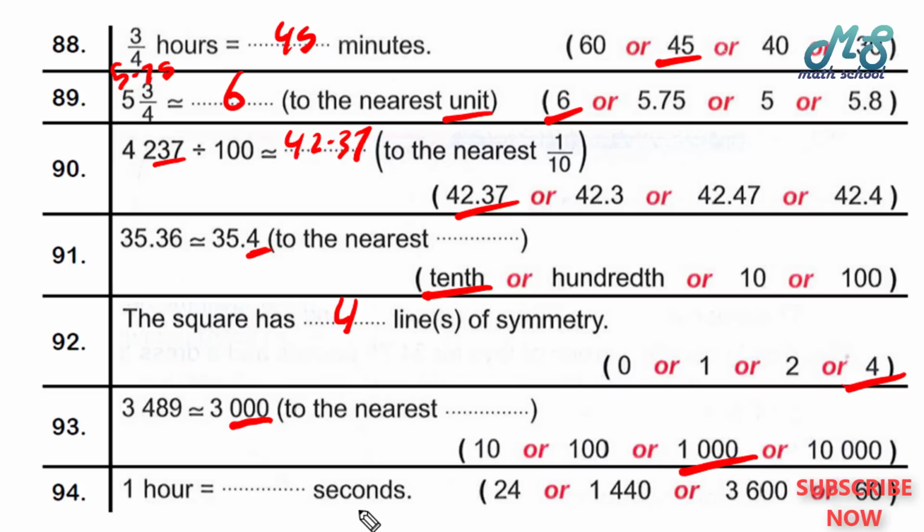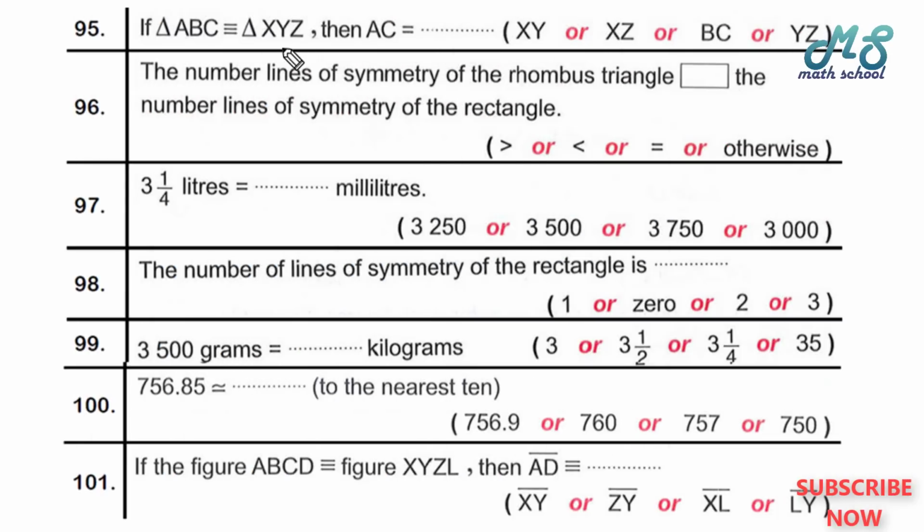1 hour equals how many seconds? Be careful, first you convert it to minutes, so times 60, and then convert the minutes to seconds, and then times 60, as if you are doing 60 times 60. Just write 36 and double zero, so 3600 seconds. Triangle ABC is congruent to triangle XYZ. He took the AC, the first letter and the last letter, so the corresponding first letter and last letter is XZ. So the correct answer is XZ.